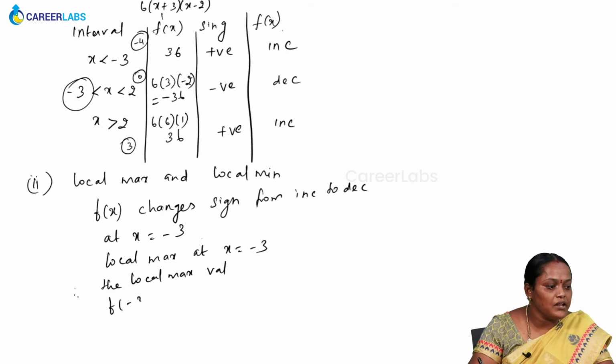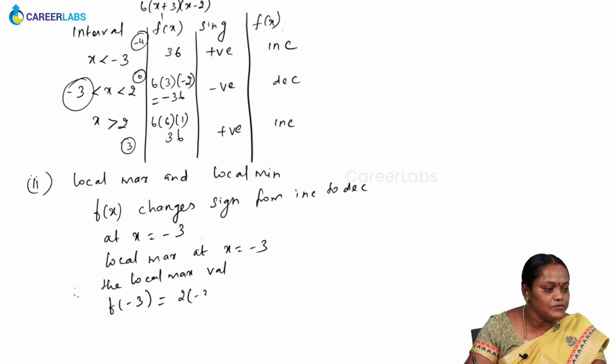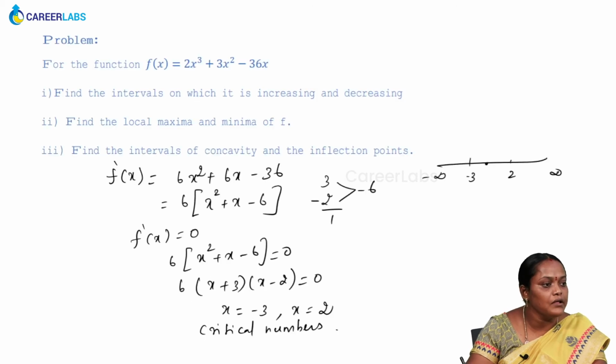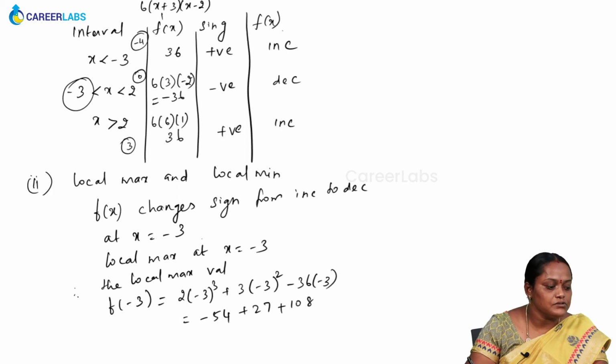f of minus 3, and we are just substituting in the original function. The original function is 2x cube plus 3x square minus 36x. So 2 times minus 3 the whole cube, plus 3 times minus 3 the whole square, minus 36 into minus 3. This gives minus 54, plus 27, and minus times minus is plus 108. So this is going to give the value 81. Therefore, the value of f of minus 3, that is the local maximum value, is 81.